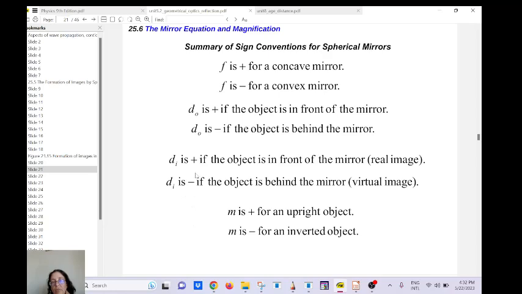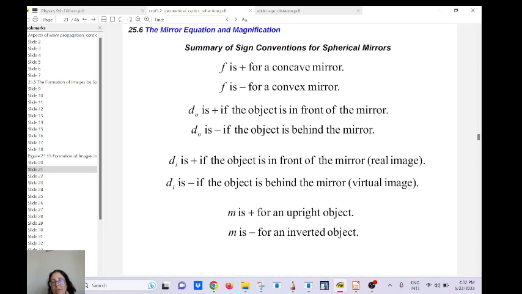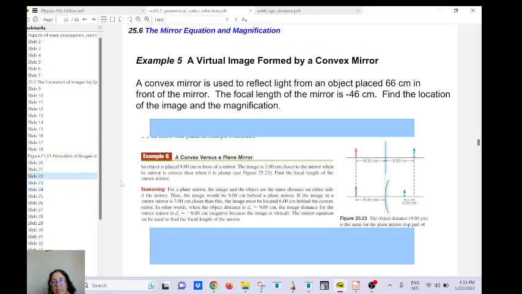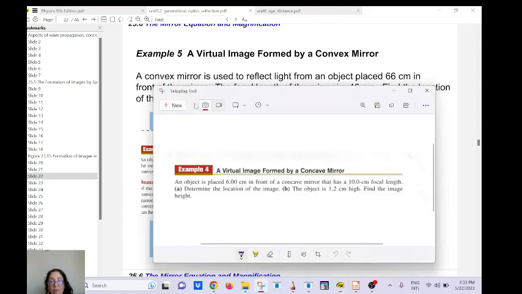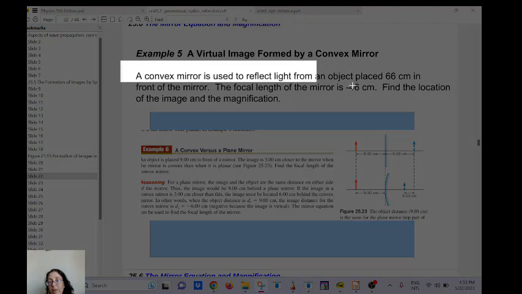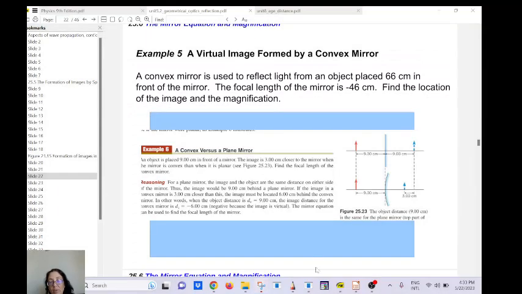So for a virtual image, d sub I is negative. For a concave mirror, so converging mirror, f is positive. For a diverging mirror, f is negative. It's also called a convex mirror. Okay, so let's try to do this one. A few more problems and a few more. I'm going to show a few applications.